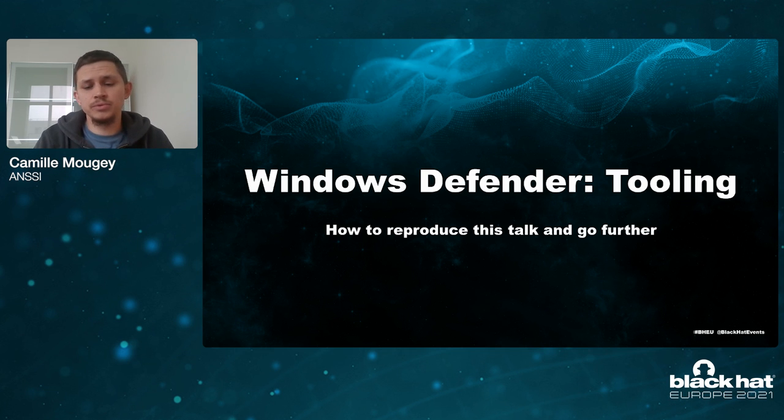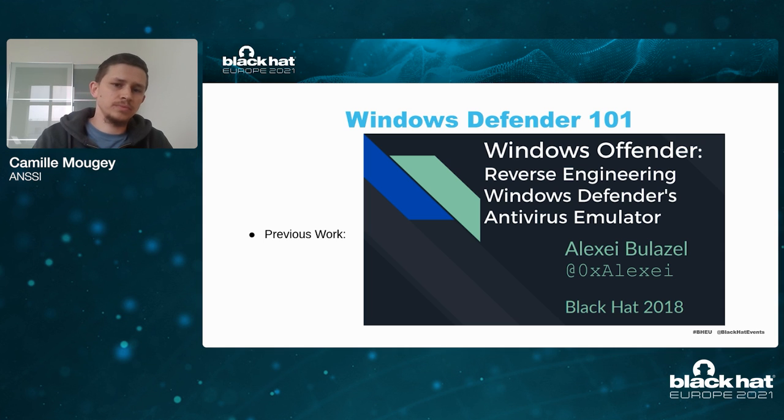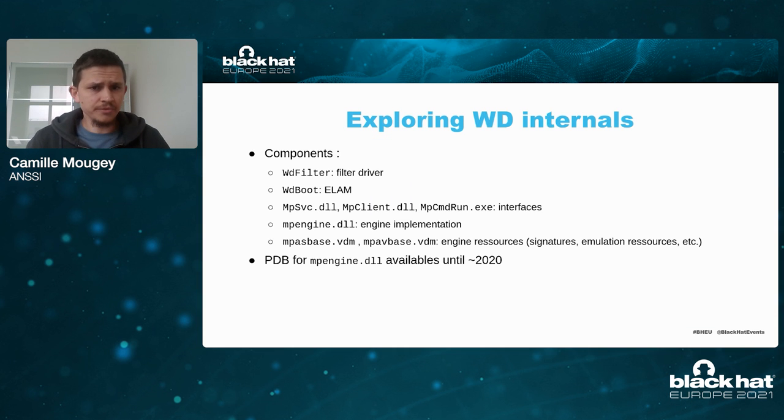Firstly, I want you to be able to reproduce this work. I myself based my work on some previous ones, such as this one, which has already been presented at Black Hat. It was focusing on the emulator inside the Defender antivirus. There are a lot of components in the Defender, such as the filter driver, the early launch anti-malware, some interfaces and engine implementation, MpEngine DLL, and some VDM files that we'll see later, which are actually the signature databases.